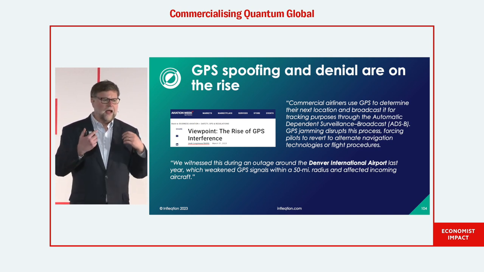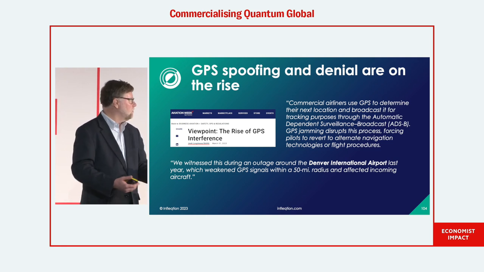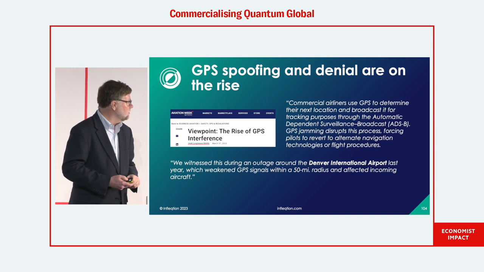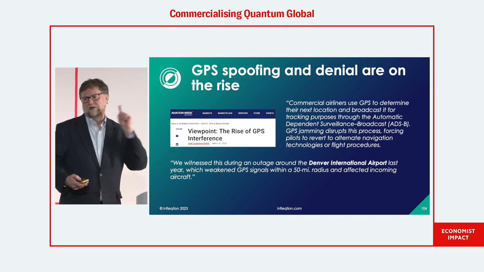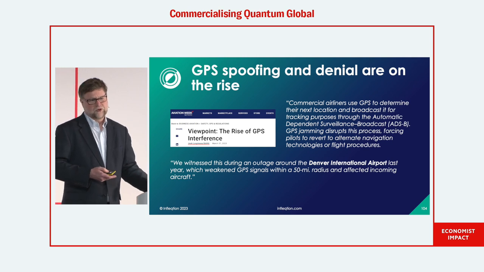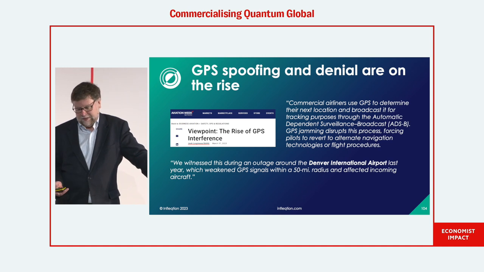So you need accurate measurements of where we are, right, and how far we've gone. This is something about Denver, since the company's based near Denver. Within a 50-mile radius of the Denver airport, GPS was messed up. So it wasn't just people driving to the airport, right? It was actually the planes landing.